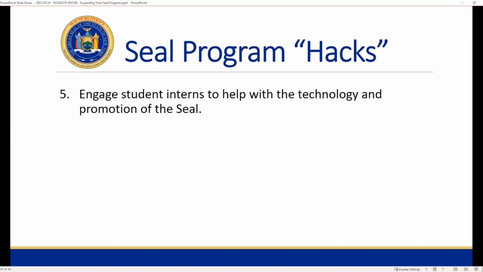Again, you want to think about how you can really capitalize on the wealth of technological knowledge of your students. If these things seem foreign to you, go out and engage some students, have them be an intern for you, even if it's informal, and have them help you with the technology and promotion of the SEAL.